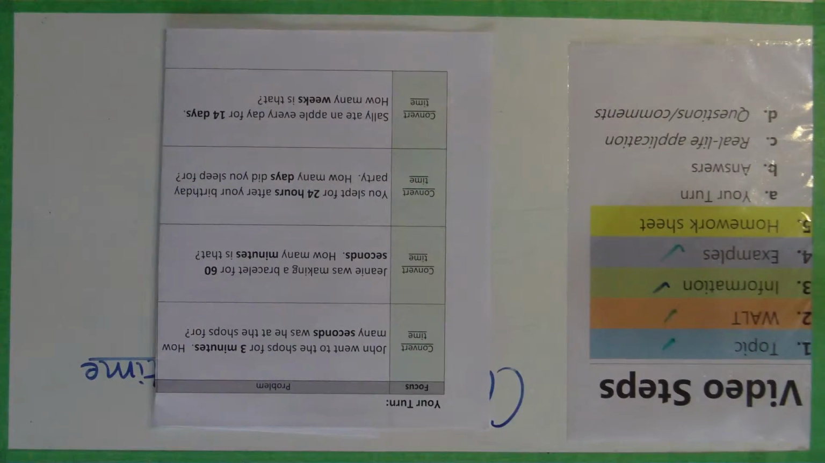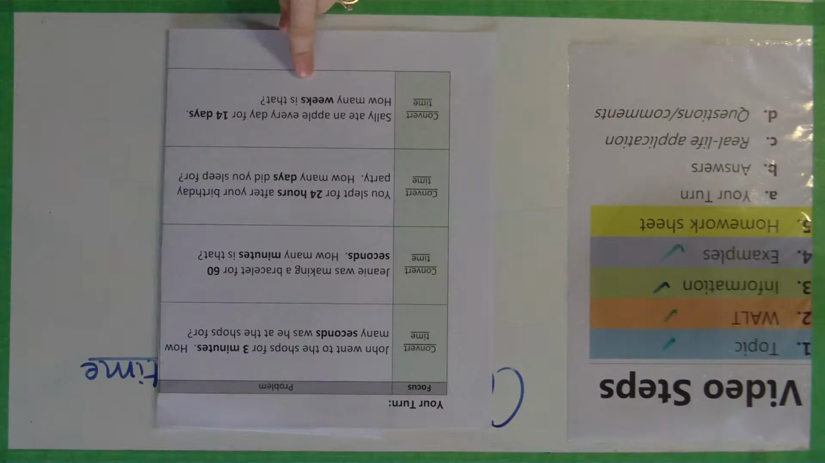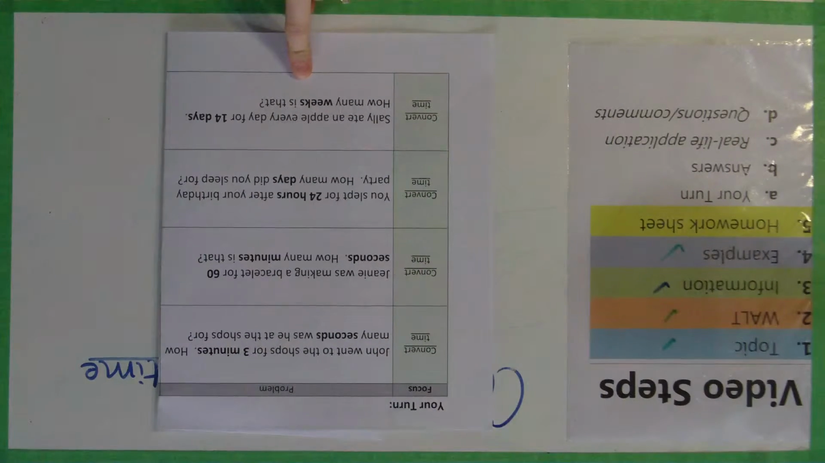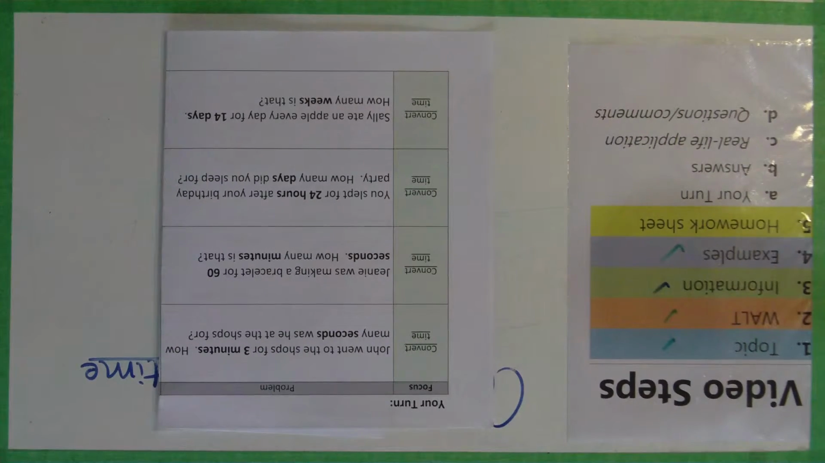Jeannie was making a bracelet for 60 seconds. How many minutes is that? You slept for 24 hours after your birthday party. How many days did you sleep for? And Sally ate an apple every day for 14 days. How many weeks is that? So please pause the video now, have a go at working those out on your homework sheet.